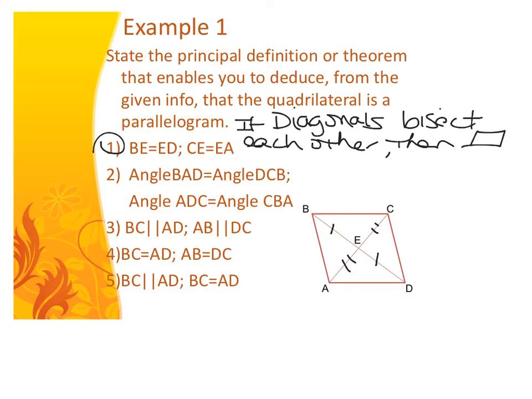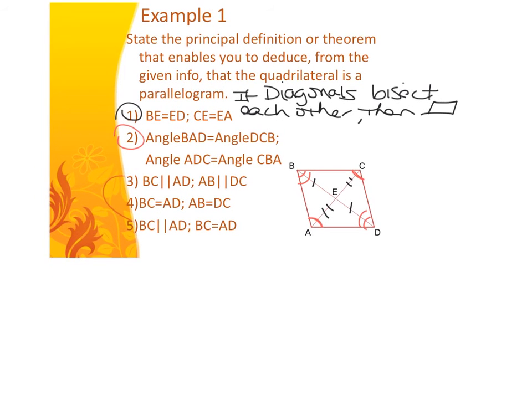Okay, number 2, do it in red. It says angle BAD, so this one right here, is congruent to DCB, this one up here, and angle ADC is congruent to CBA. Okay, Bella. If both pairs of the opposite angles are congruent, it's a parallelogram. Perfect. All right, I'll write it down here.